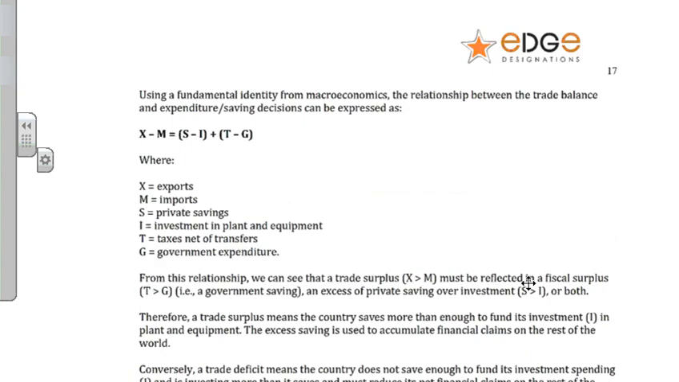And we remember this equation well, hopefully, from the previous learning modules. This is the relationship between the trade balance and expenditure or saving decisions. How do we see this? X minus M, in other words exports less imports, is equal to what? S minus I, savings less what's invested. Don't forget to add in T minus G. T is taxes, and G is the government expenditure.